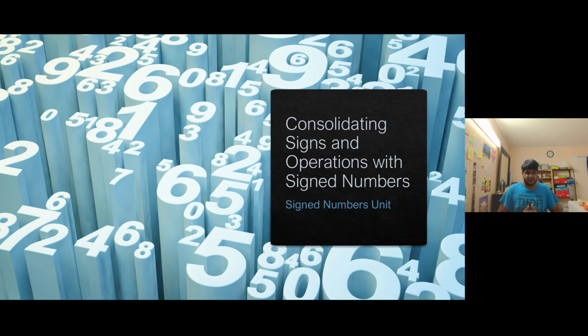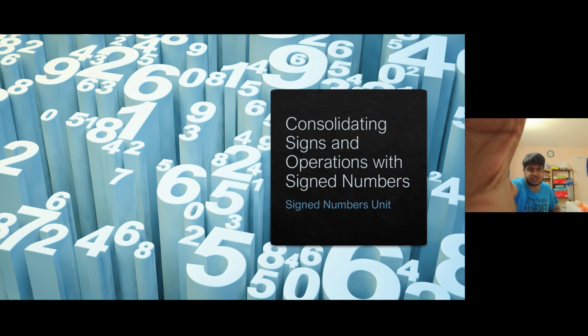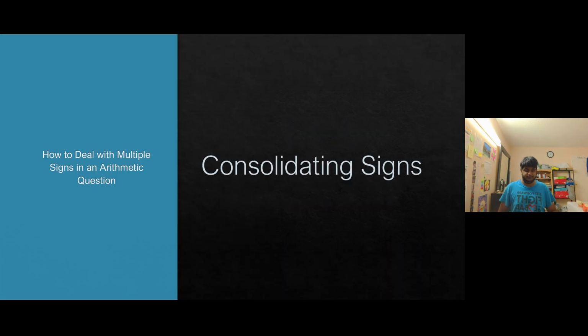Hello there. Today we're going to talk about consolidating signs and numbers with signed unit and operations with signed numbers. And this is of course part of our signed numbers unit. So what happens when we have multiple signs? We have to deal with them somehow and get us to a position where we can solve our questions more easily. Let's get started.